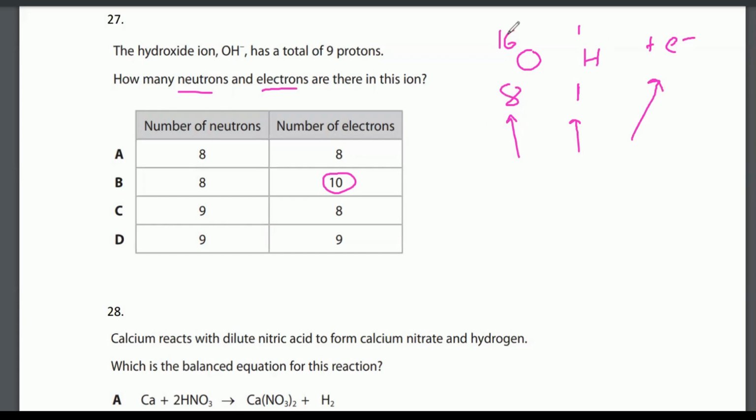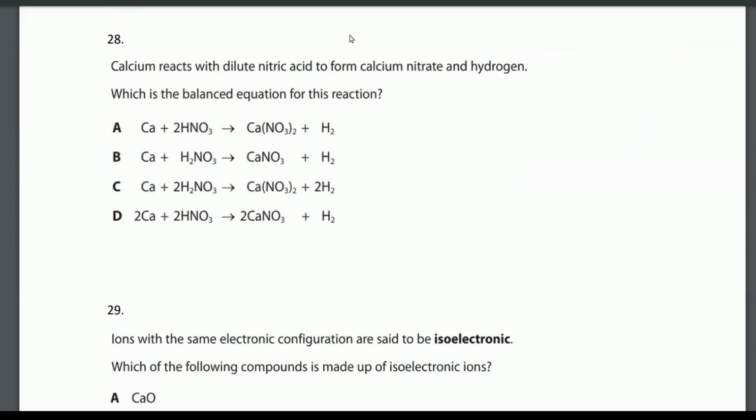9 protons, 10 electrons: 8 electrons from oxygen, 1 electron from hydrogen, and 1 electron from the minus charge of the OH minus. So there's 10 electrons and 8 neutrons: 8 in oxygen, none in hydrogen, and none in the extra electron.